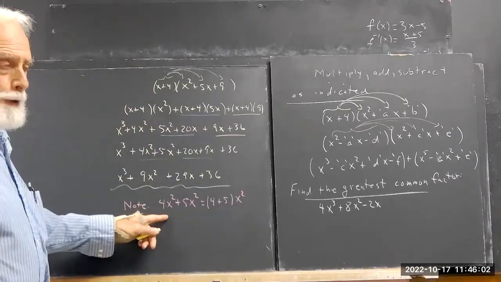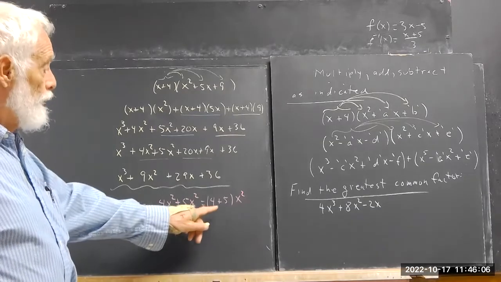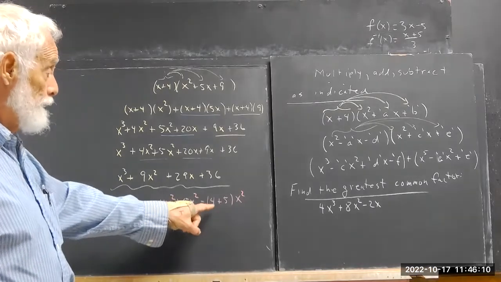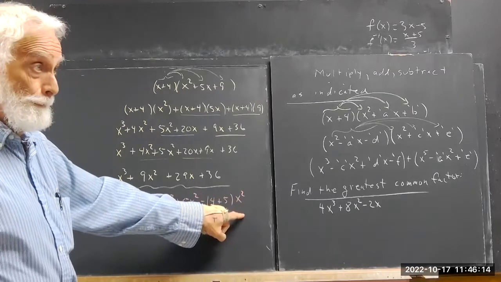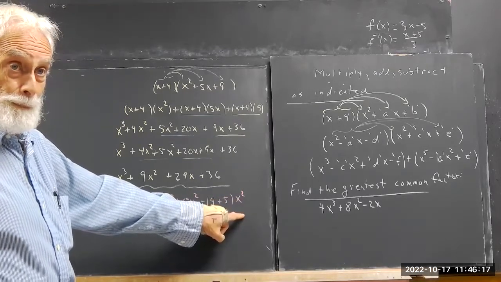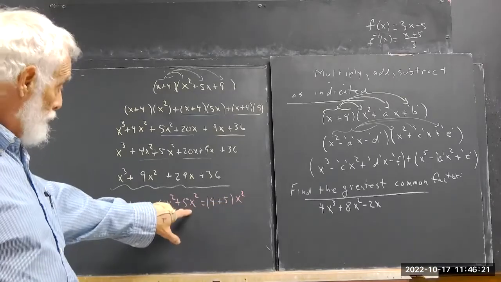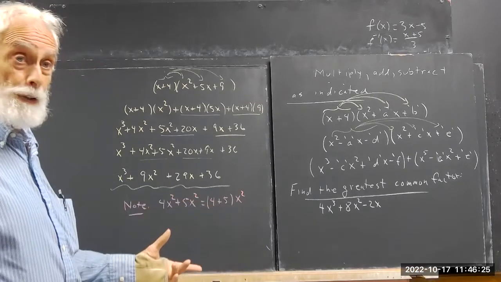Okay, 4x² plus 5x² is (4 plus 5) times x². Because if you do the distributive law, it tells you I've got 4x² plus 5x², right? So we're just kind of using the distributive law backwards here. We've got this has to equal this. Everybody see that?